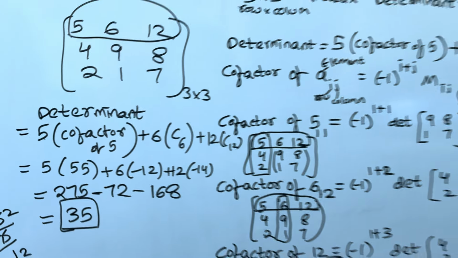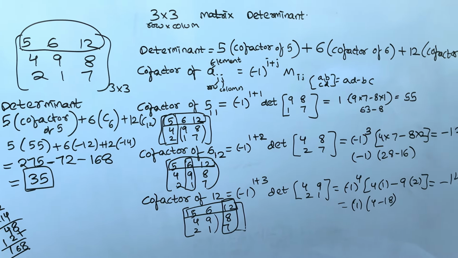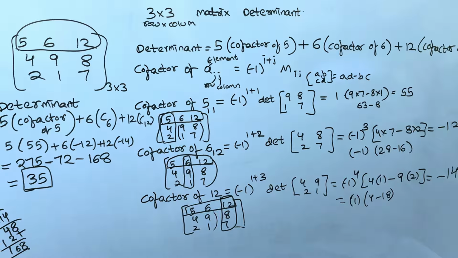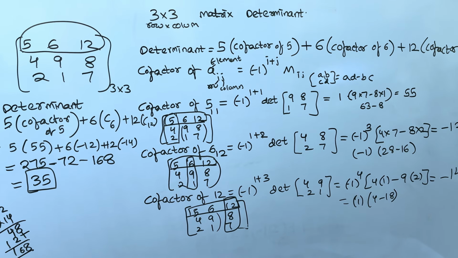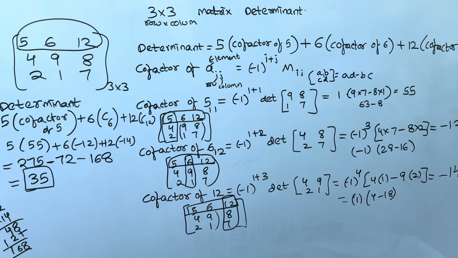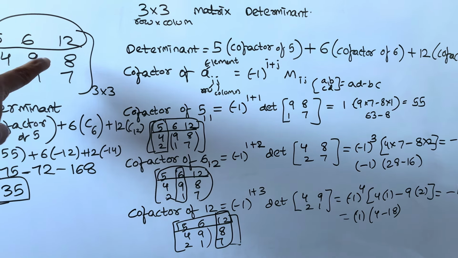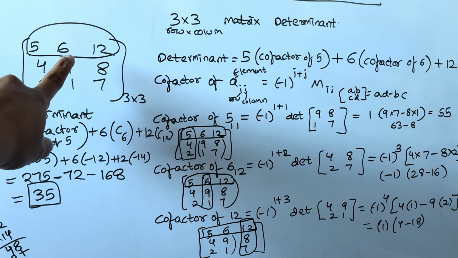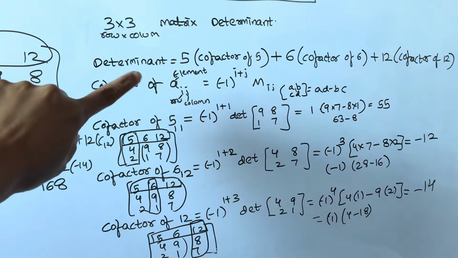So this is how you solve the determinant of a 3 by 3 matrix, and this is a total glimpse of the problem. For solving the determinant, we take any row or any column and multiply all the elements with the cofactors and add the results. So 5 multiplied with the cofactor of 5, and 6 multiplied with the cofactor of 6, and 12 multiplied with the cofactor of 12. That is the determinant.